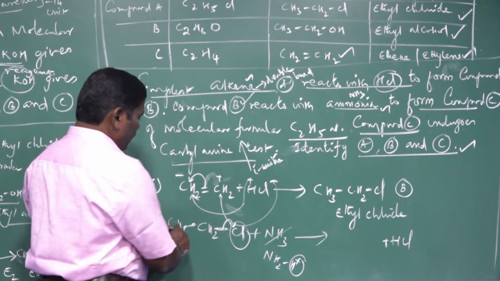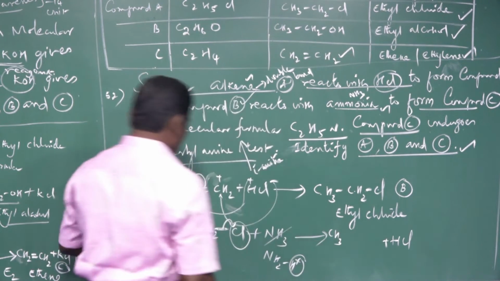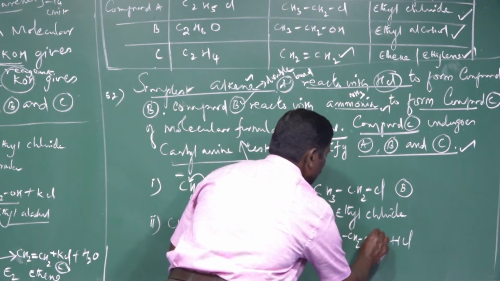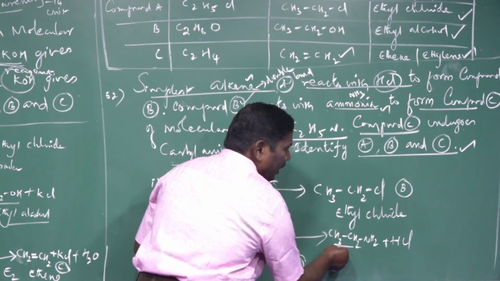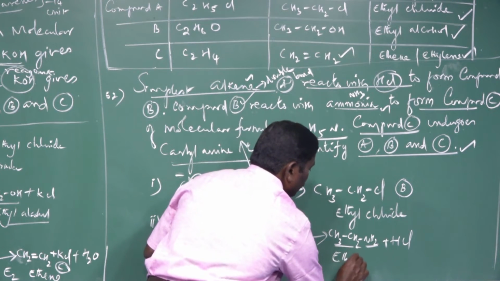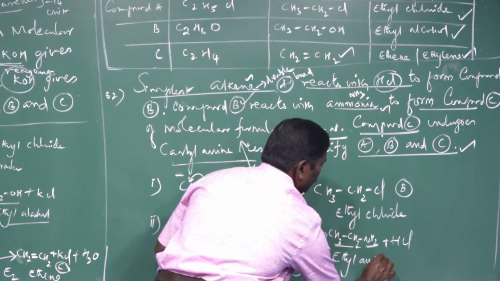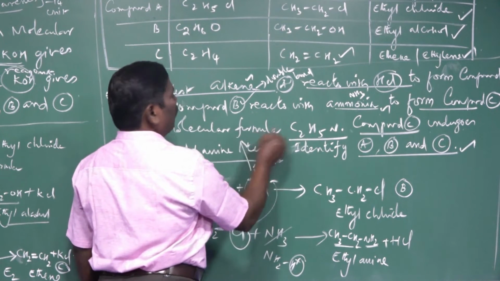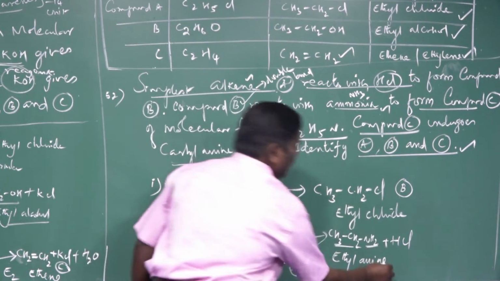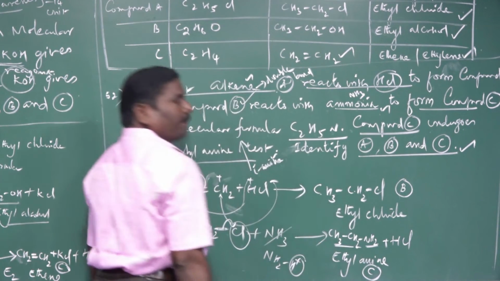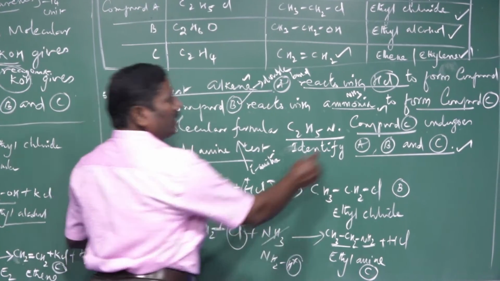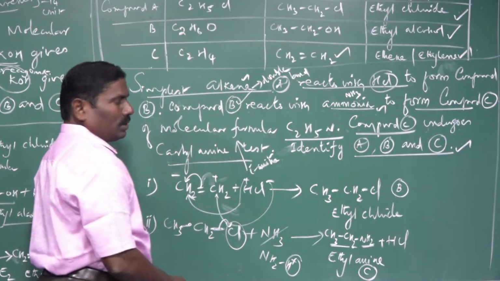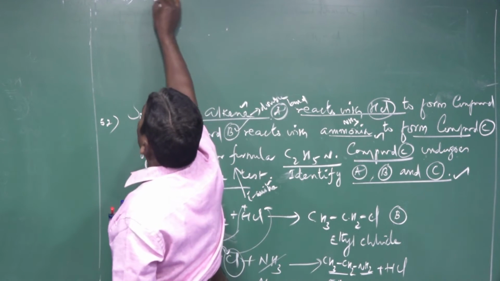Now what is remaining? CH3CH2 and NH2. This is ethyl amine, so you write this is ethylamine. This gives the molecular formula C2H5N, the compound C. Now you write, this is compound C. Lastly, what is given? Compound C undergoes the carbylamine test. How do we write this carbylamine test? Now we can go for the carbylamine test.